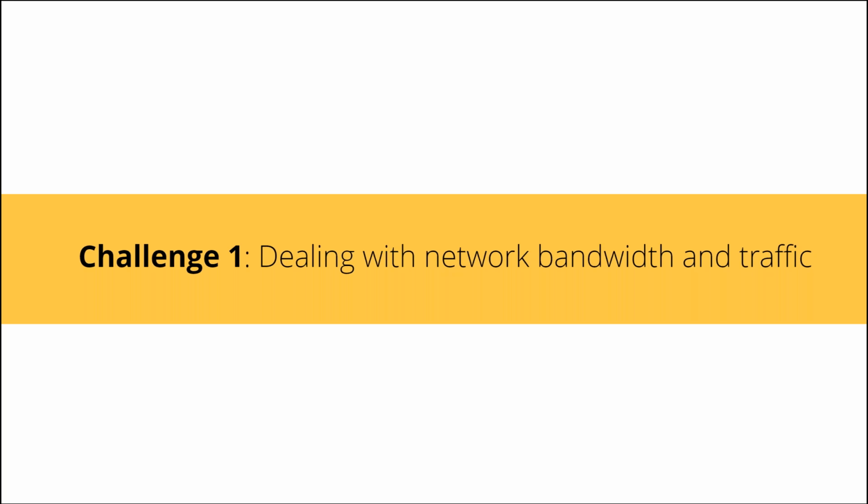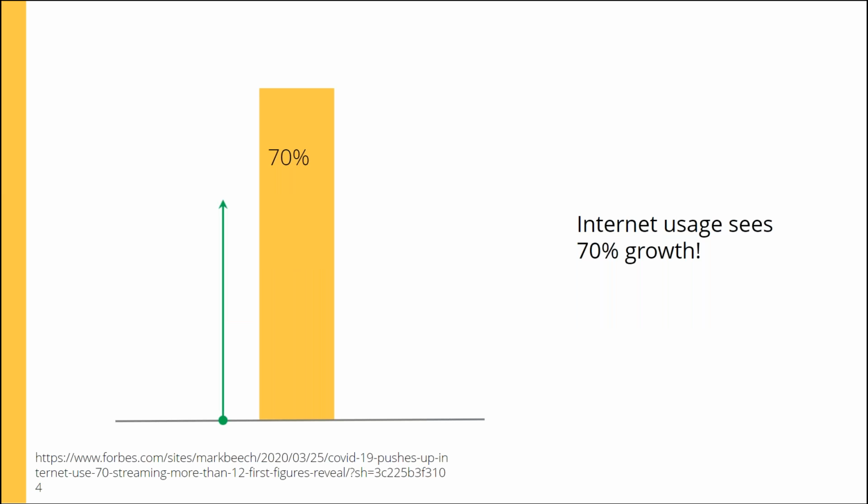Now I'm going to talk about 6 major problems and how we can overcome these challenges. Number one, dealing with network bandwidth and traffic requirements. So ever since the pandemic situation emerged and people started to work from home, about 70% growth has been observed in the internet usage. Reason: servers and applications which were hosted on LAN before are now being accessed over the internet or VPN.